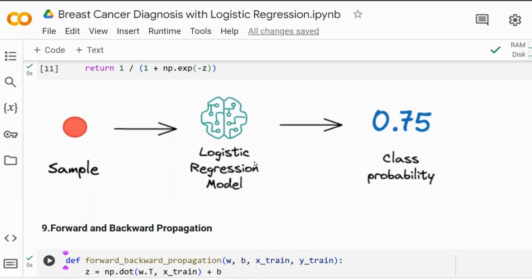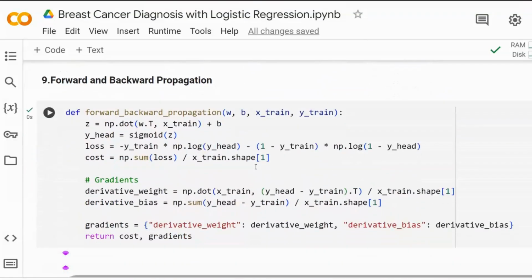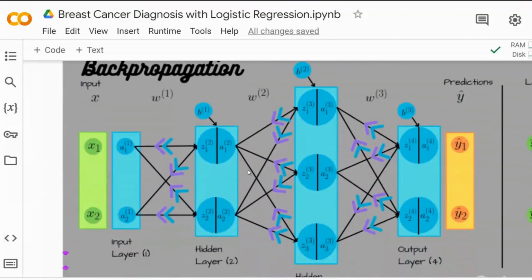Exactly. But how does the model actually learn from the data? How does it adjust those weights and biases to improve its accuracy? That's where the concept of forward and backward propagation comes in. Think of it like learning to ride a bike. You don't just hop on and start pedaling perfectly, right? Oh, I definitely remember those early days of scraped knees and bruised elbows.